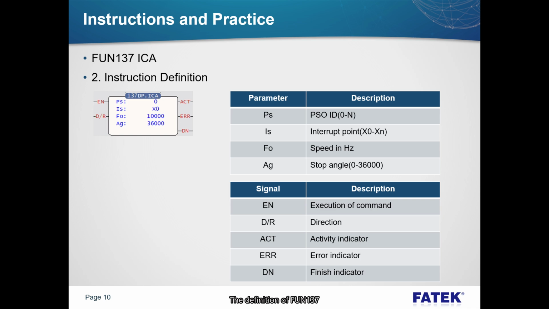The definition of function 137. PS is the axis index. LS specifies the interrupt source. FO is the constant speed. AG is the angle to stop it after LS is triggered, ranging from 0 to 360 degrees. The direction can be specified through input D/R.